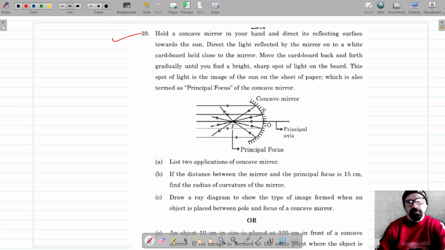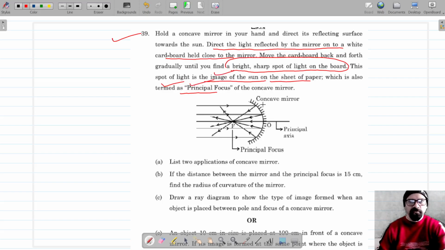So this is the concave mirror whose reflecting surface is curved inwards, and we direct the light reflected by the mirror onto a white cardboard held close to the mirror, and move the cardboard back and forth gradually until we find a bright, sharp spot of light on the board, which is the image of the sun. So this spot of light is the image of the sun on the sheet of paper, and the point at which we get the image of the sun is the principal focus of the concave mirror.